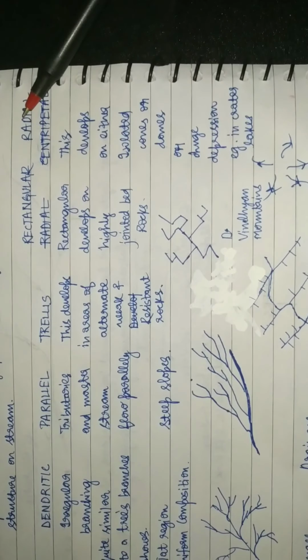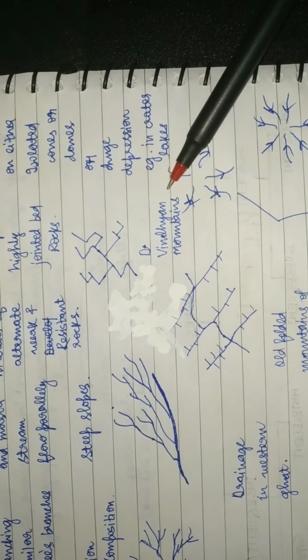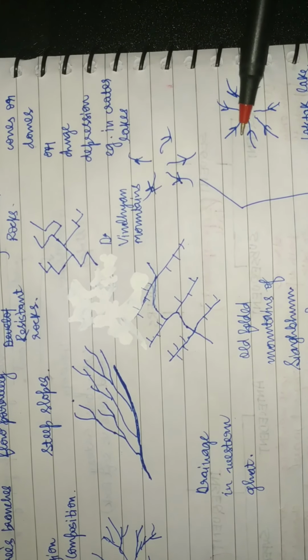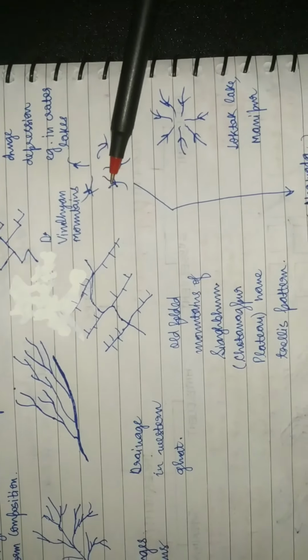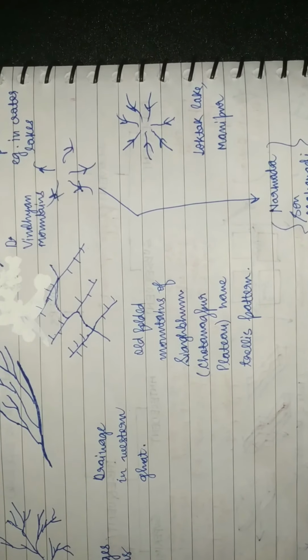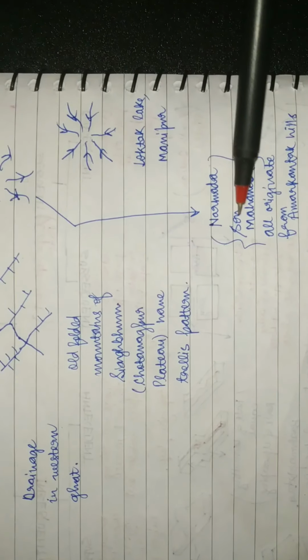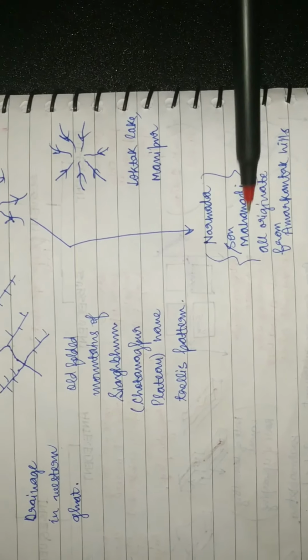Finally, we come to the radial. Now, radial can be both. It can be inwards or it can be outwards. As you can see, the outward flowing river would be because of some dome, some volcano. The inward flowing rivers could be because of a basin, it could be a lake, right? One beautiful example of the outward radial pattern is the flow of Narmada, Son, and Mahanadi, all in different directions, all originating near the Amarkantak hills.